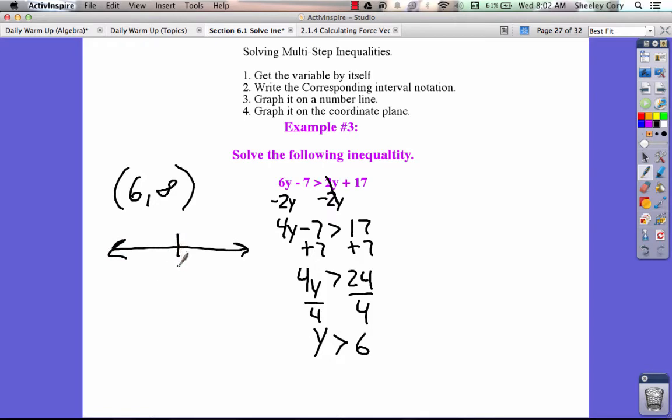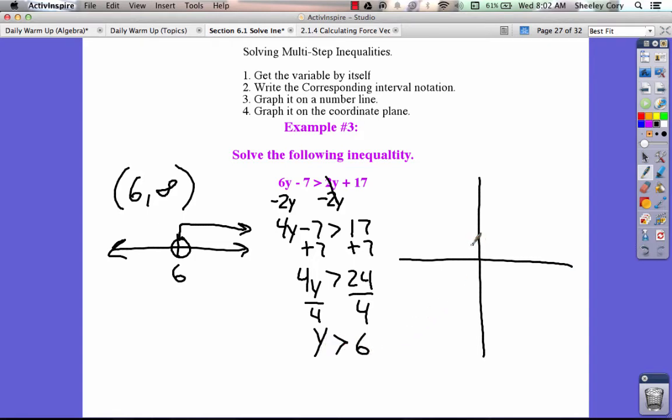We're going to mark 6 on the number line. We have an open dot. Greater than 6 means going to the right. And because we're using the y variable now, we're going to draw the coordinate plane. Variable y tells us we have a horizontal line at y equals 6.